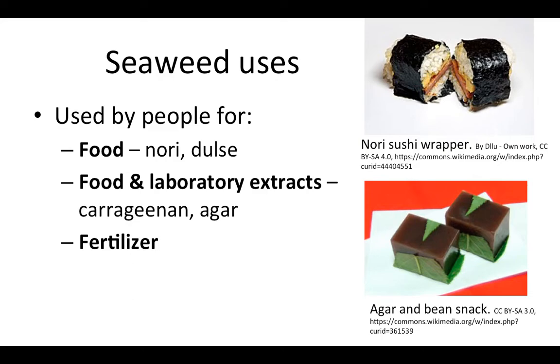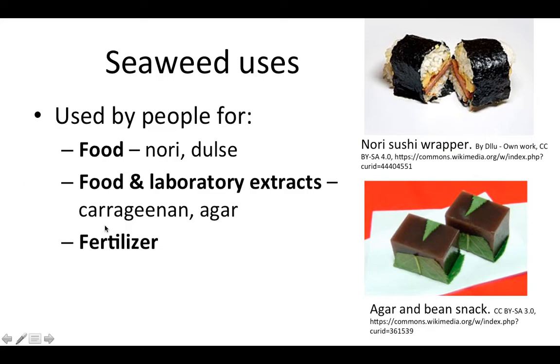Humans use seaweeds more directly as well. We use seaweeds for food. This is especially common in some Asian countries, but you can experience this pretty easily in the US as well. Some common seaweeds for eating include nori and dulse, and nori is the seaweed that is used to wrap sushi. We also eat seaweeds without knowing it in some food products.